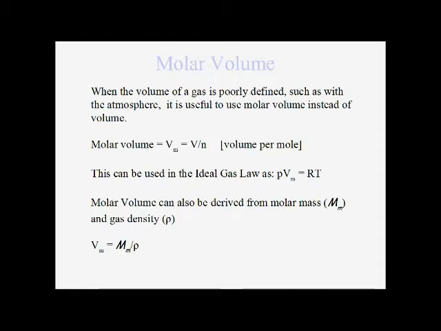The molar volume of the atmosphere would not change whether we sample a liter or a cubic meter of the gas or a cubic kilometer of the gas. So if we put that into the ideal gas law, we get pressure times molar volume is equal to RT, the gas constant times Kelvin temperature. So PVm equals RT.